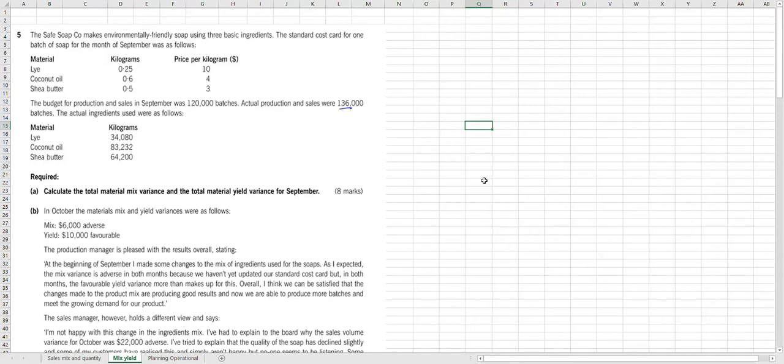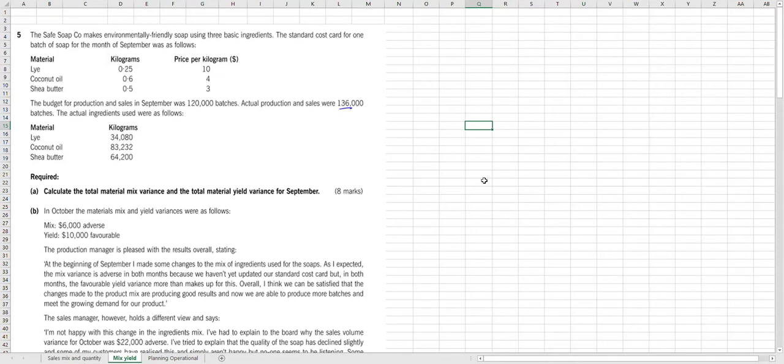In food, for example, if you're cooking something made of different ingredients, and you put more of an ingredient that is expensive, that food would cost you more. And if you put more of the ingredient that is cheaper, then the food would cost you less. So this is basically mix variance. We want to see whether the mix that we have used, according to the standard, is cheaper or expensive.